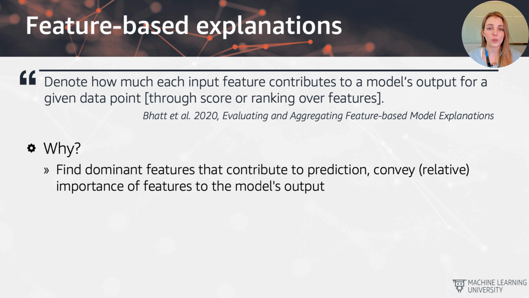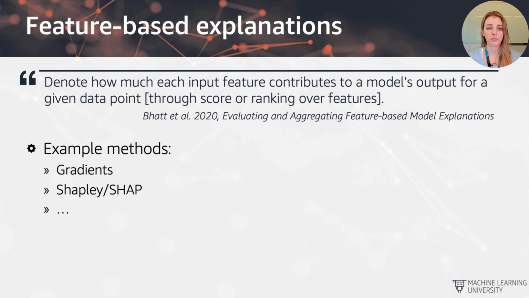So why would we want to use a feature-based explanation method? Well, it can help us identify dominant features that contribute to the prediction, and that also conveys the relative importance of the features to the model's output. Example methods for feature-based explanations would be gradients and Shapley values, and we're actually going to have a look at those in just a moment.